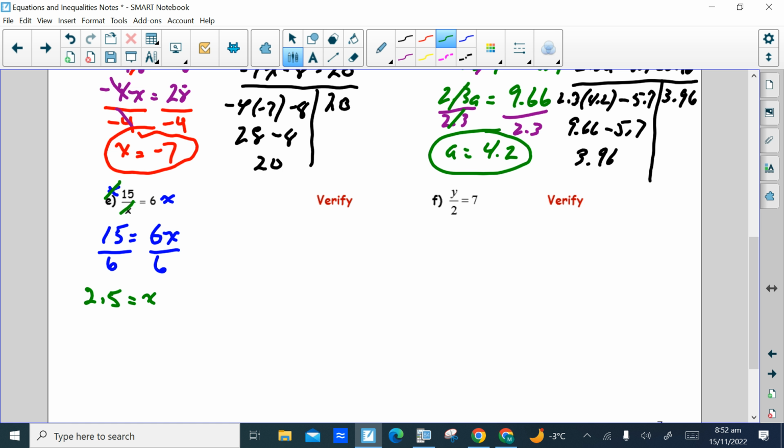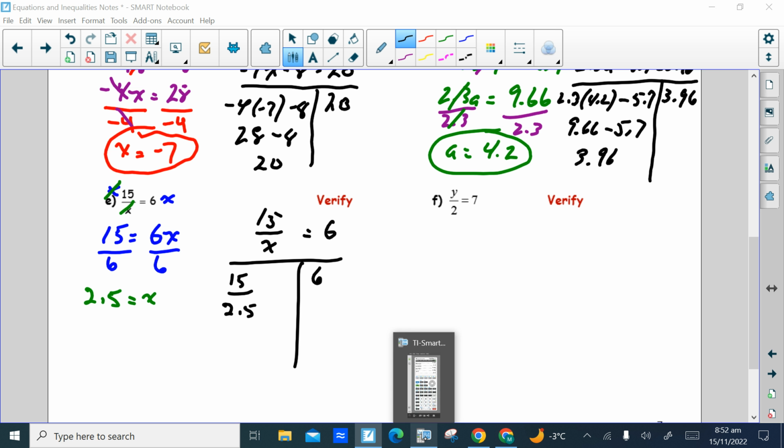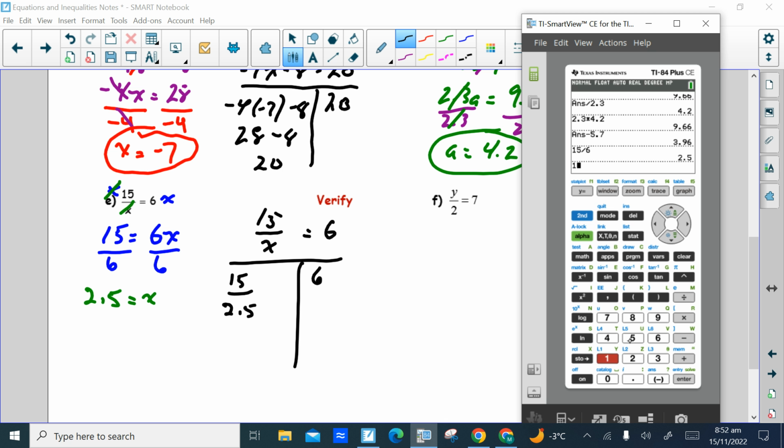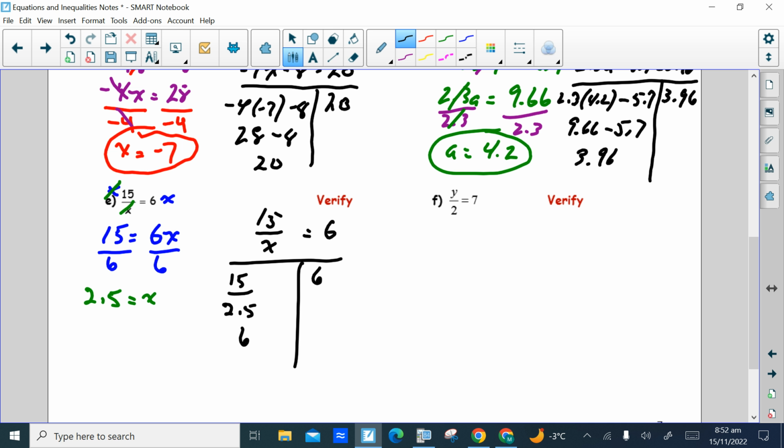we can use that. So when we use our check here, it's 15 divided by x. You always start with the original equation. Again, the equal sign divides it into two sides, left and right. The right side is 6. The left side should also work out to be 6 when we let x equal 2.5. So 15 divided by 2.5. Get the same number on both sides. Okay?